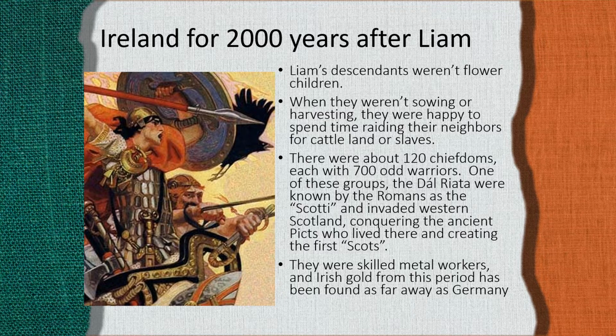One of these groups, known as the Dalriata, were called by the Romans the Scotti, and they invaded western Scotland, conquering the ancient Picts who lived there and creating the first group of people known as Scots. They were skilled metalworkers, and Irish gold from this period has been found as far away as Germany. So there was European trade among the Celts all the way from Ireland to Germany.